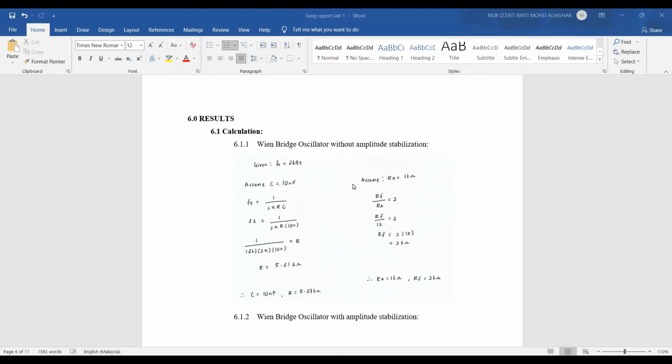For the feedback resistor, firstly we assume RA is equal to 1 kilo ohm. By using the formula RF over RA equal to 2, we obtain RF is equal to 2 kilo ohm. So RA is equal to 1 kilo ohm, RF is equal to 2 kilo ohm.